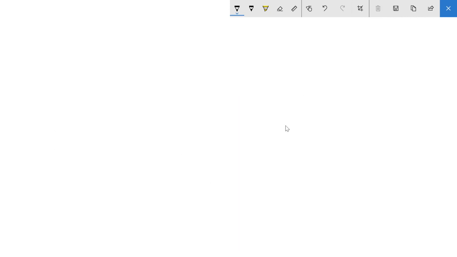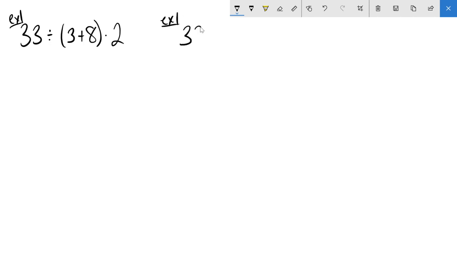Okay, so then we had this one. 33 divided by 3 plus 8 times 2, and that one was right next to another one, which looked very similar. It was 33 divided by 3 plus 8 times 2. They look very similar, but they're not going to give you the same answer, right? So what should happen in the first example first?